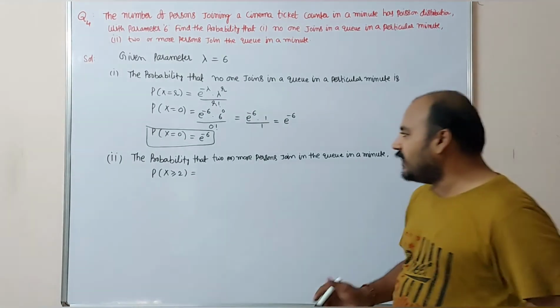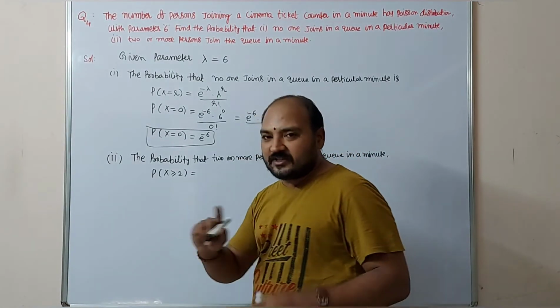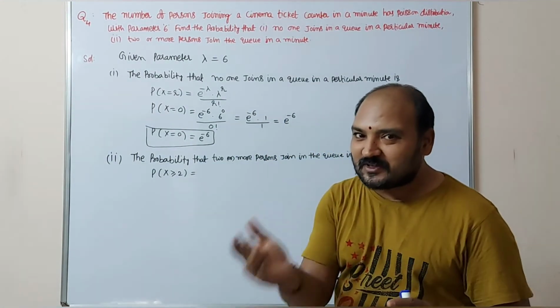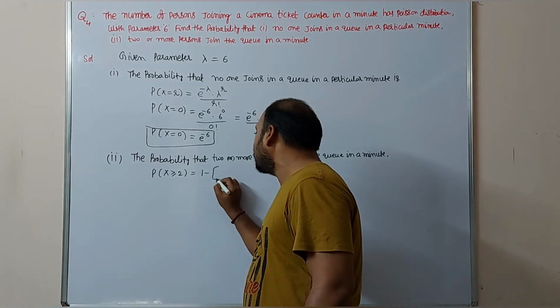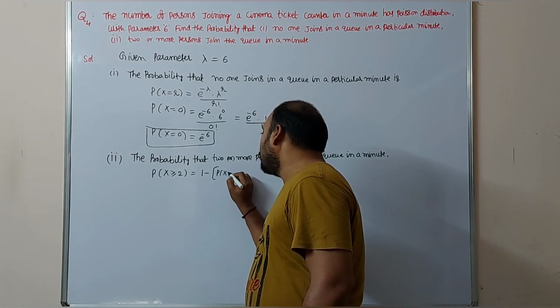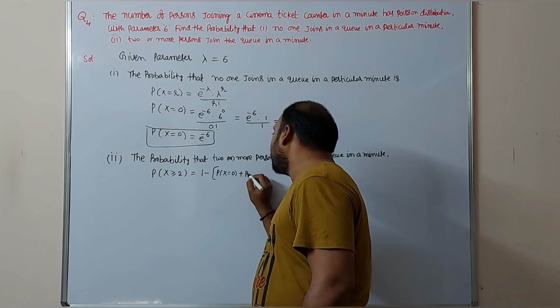We don't know. So that is the reason P of X is greater than or equal to 1 means 1 minus P of X is equal to 0. In the same way, P of X is greater than or equal to 2 means 1 minus P of X is equal to 0 plus P of X is equal to 1.